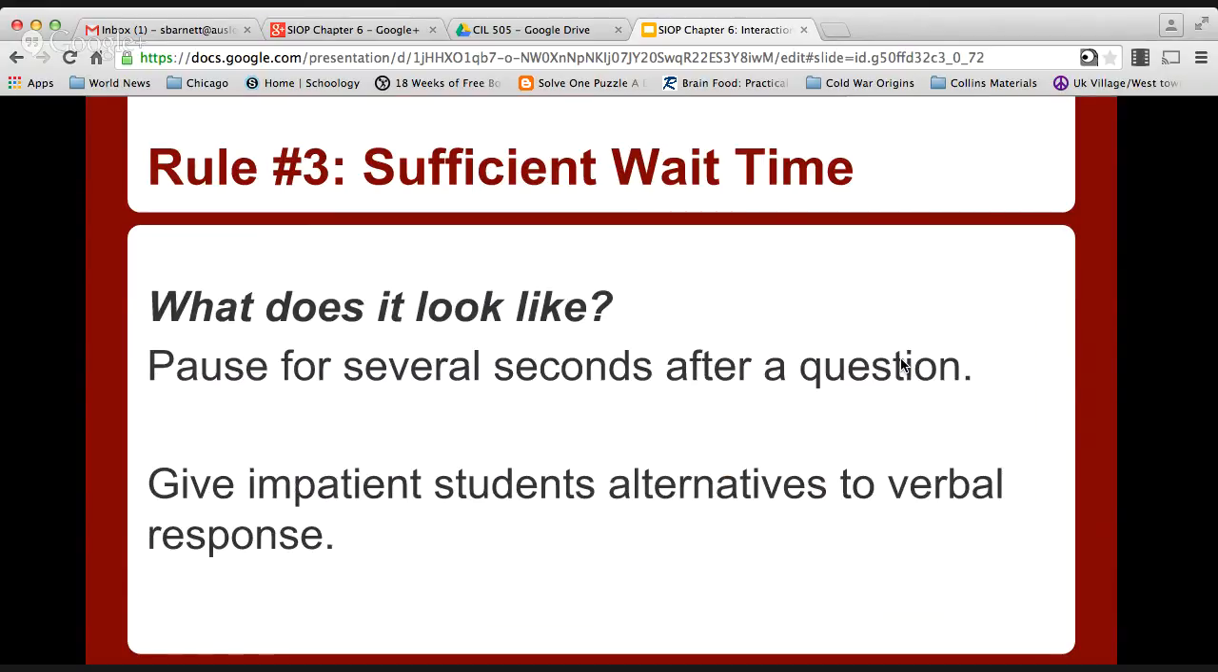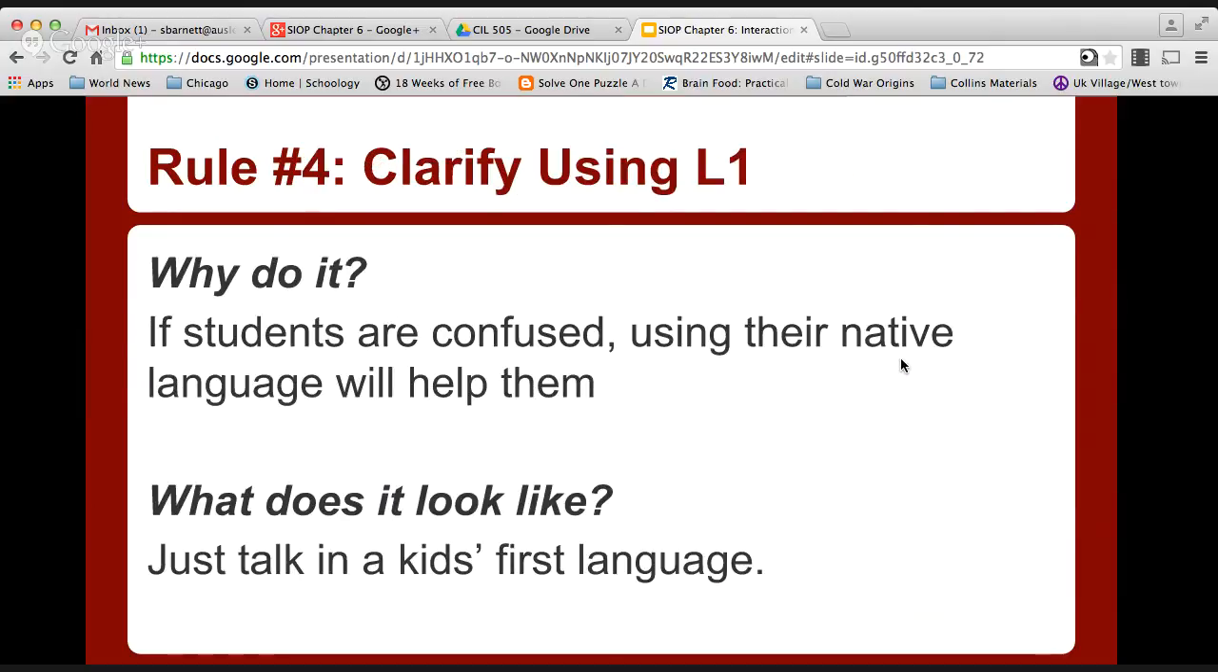It's obvious. Pause for a few seconds after each question, and vary up your wait time. You know what the deal is. One point that the text raised as well is that sometimes you have students who are high performing or know the answer and then get kind of angsty when you are waiting for their peers to chew things over and process cognitively. So one option is giving those impatient students alternatives to a verbal response. For example, writing answers down rather than shouting them out.